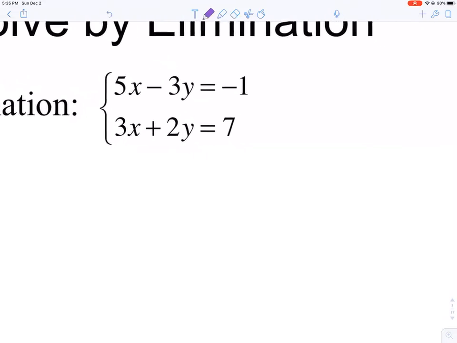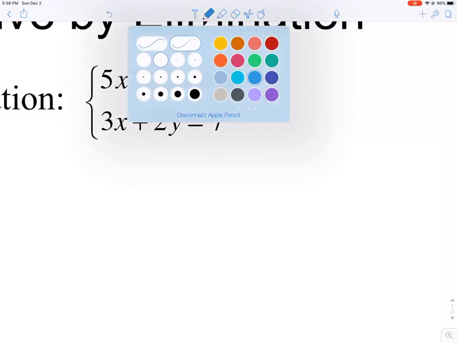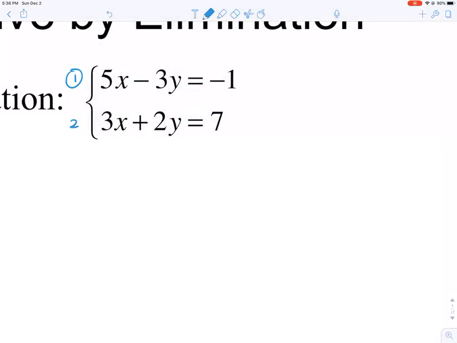Okay, looking at this system, I'm going to call this equation 1, equation 2. X's and y's are lined up and constants are lined up vertically. However, we don't have any opposite coefficients. Now, it's up to you. We're going to have to use the multiplication property of equality here. And it looks like since all of the coefficients are prime numbers, we're going to have to multiply both equations by a constant, and it doesn't have to be the same constant.